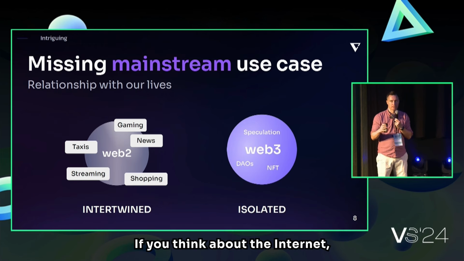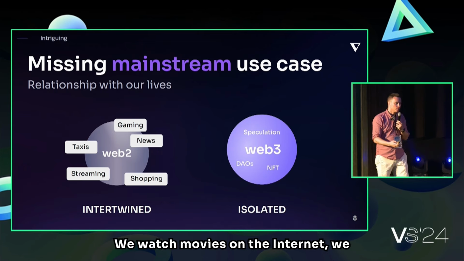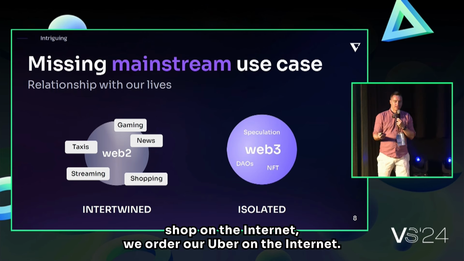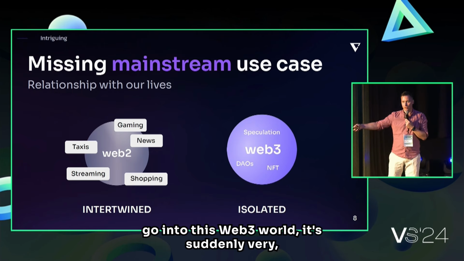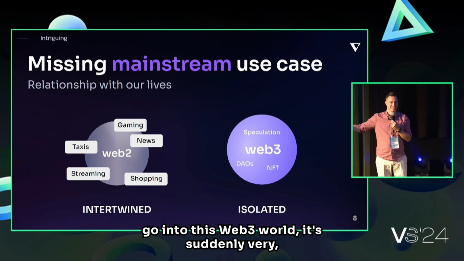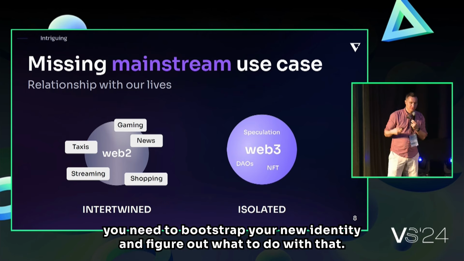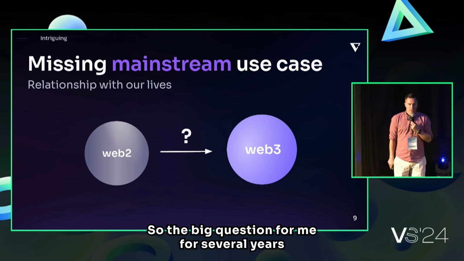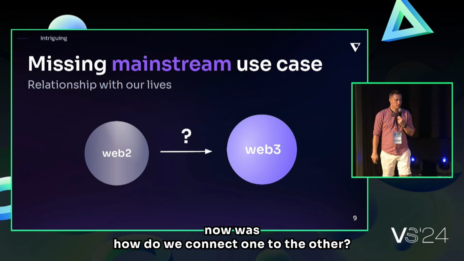If you think about the internet, about Web2, it's so strongly intertwined with our lives. We watch movies on the internet, we shop on the internet, we order our Uber on the internet. But when we go into this Web3 world, it's suddenly full of anons, and you need to bootstrap your new identity and figure out what to do with that. So the big question for me for several years now was, how do we connect one to the other?